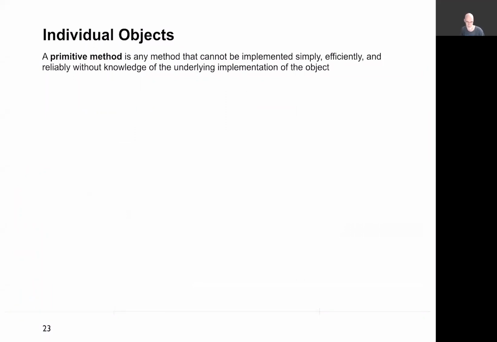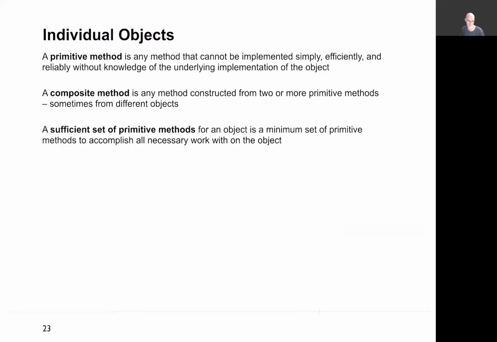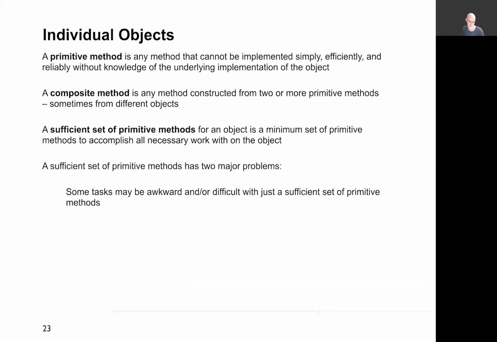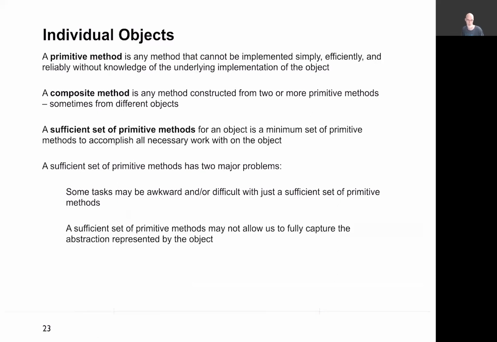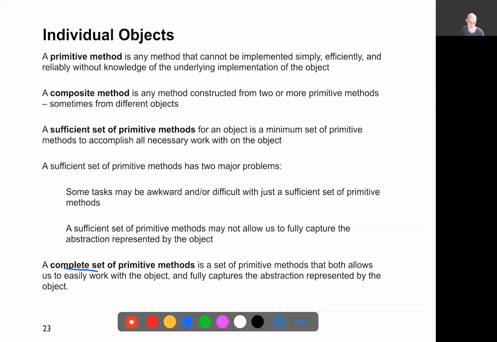So we talked about this primitive method, a composite method, and then we can look at the smallest number of primitive methods to get the job done, a primitive set. And the problem with that is it may be too difficult to use, or it doesn't give everything we need. And then you try to come up with this idea of a complete set.